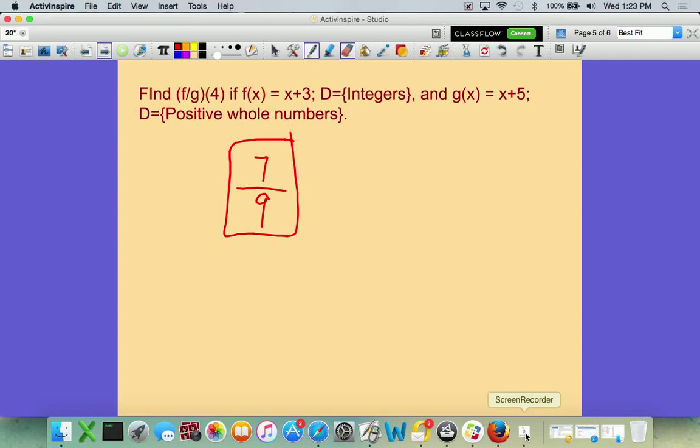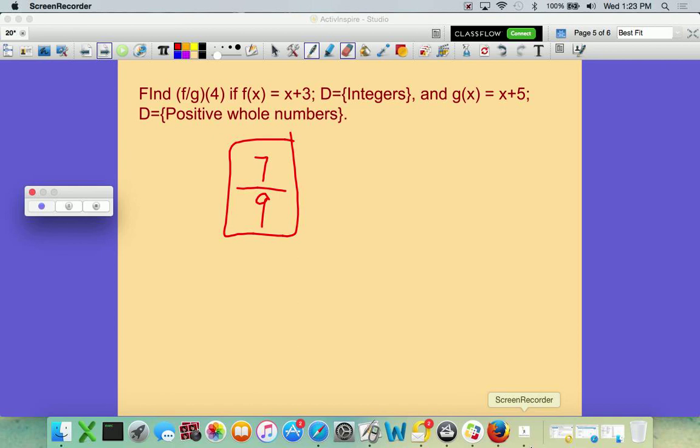Alright, that is how to deal with functions and doing adding, subtracting, multiplying, and dividing. Any questions, please let us know.